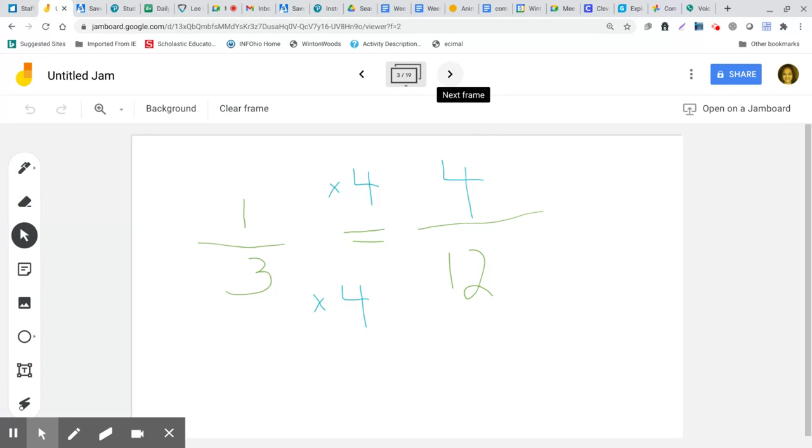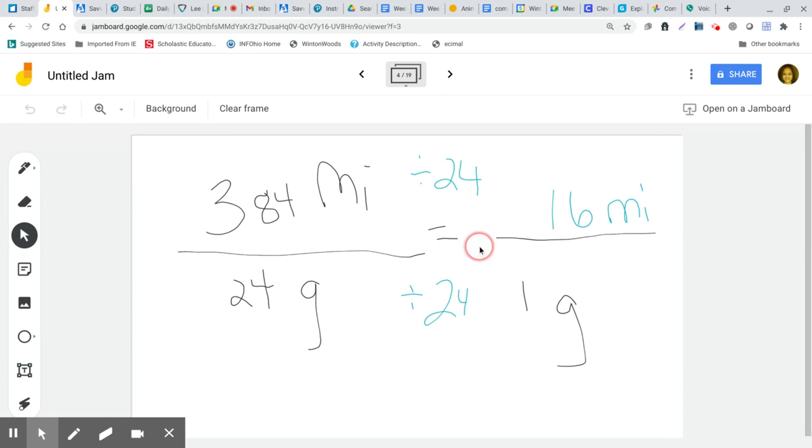That's not a unit rate. Here's a unit rate. We needed to find out how many miles per gallon. The only information we had was per 24 gallons, so then we had to divide by 24, top and bottom. The answer was 16 miles per 1 gallon.